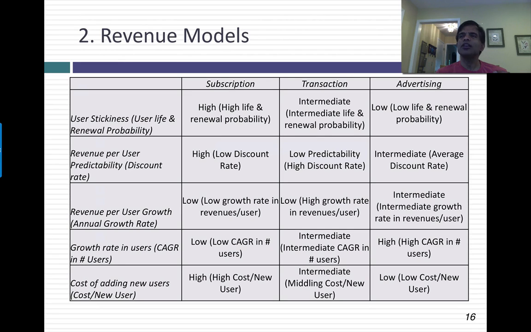A transaction-based model can create less sticky users, but it allows for more potential growth per user because you can sell them more stuff. You can get them to do more transactions with you. But it's a riskier model. And with an advertising-based model, the plus is you can grow really fast. You can add new users because it doesn't cost you that much. But it is also a model where you're going to have to work. The value per user will depend very much on how much you can attract advertisers. It's a riskier model. So each model has its pluses and minuses, and they show up in the numbers.